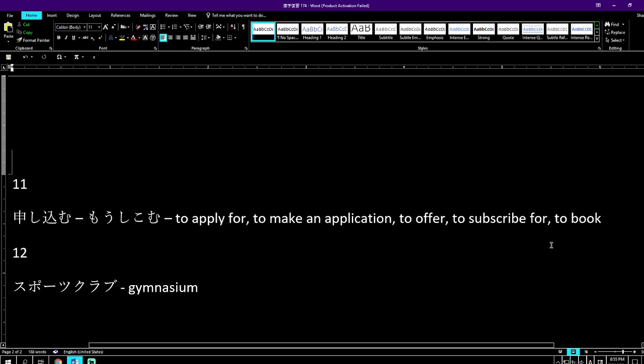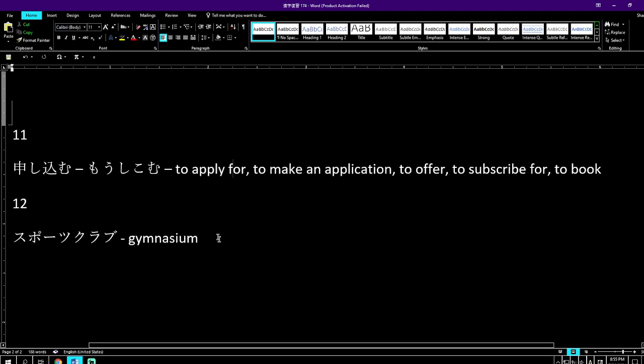Moushikomu is to apply for or to book. Moushikomu. To say in preparation to pack your bags. Moushikomu. Say in order to later pack your bags for something.